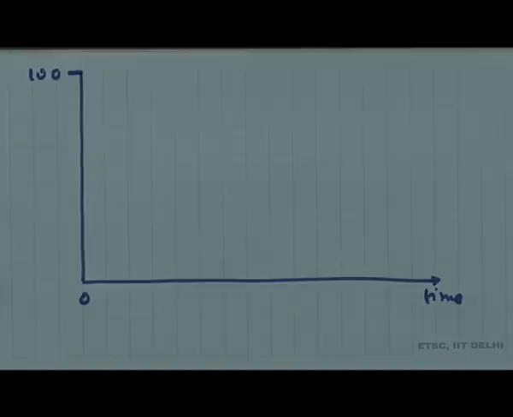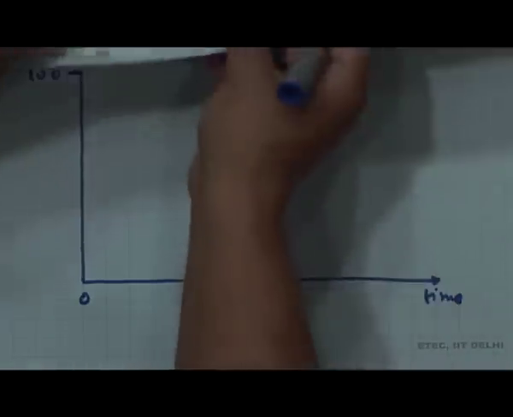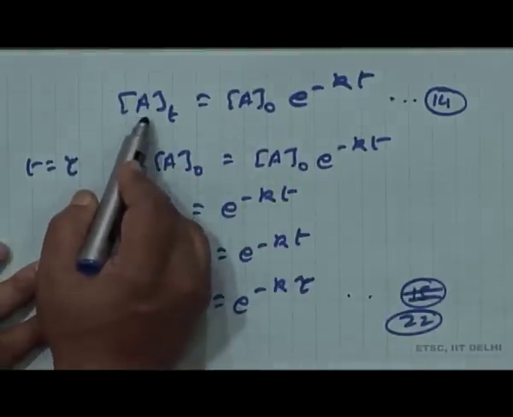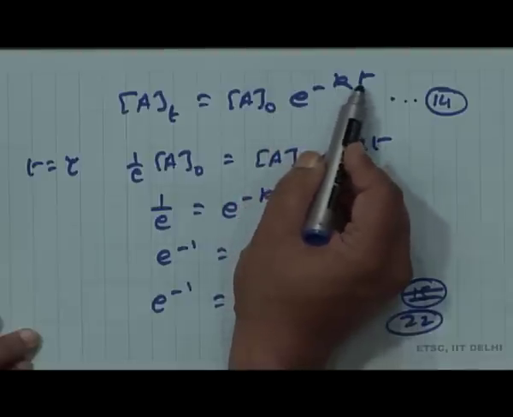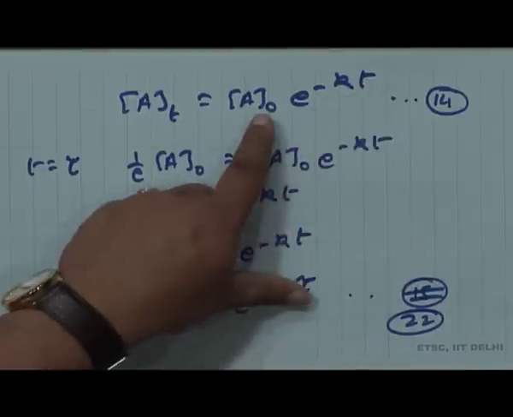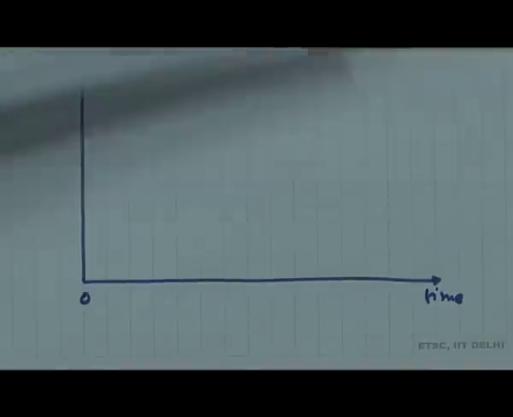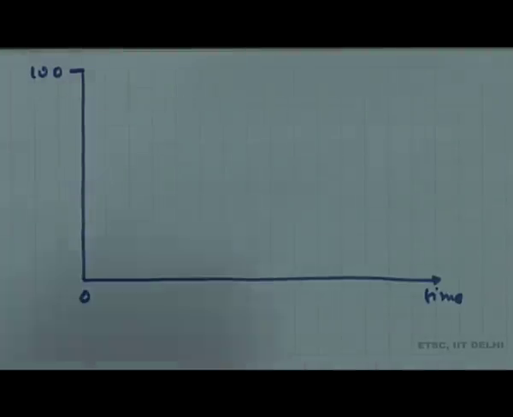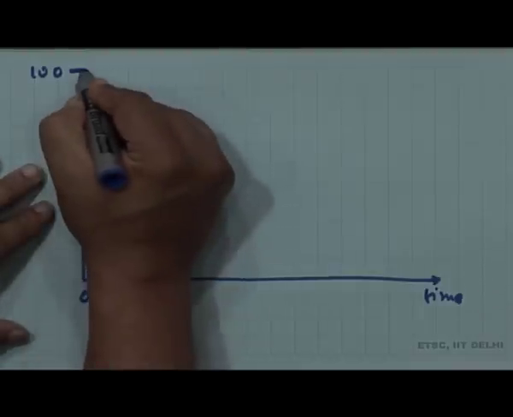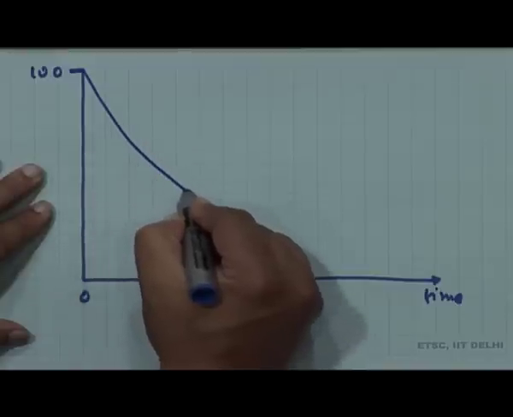If you remember, one of the expressions for a first order reaction was that the concentration of A changes as a function of time as e to the minus k t, and when t is equal to 0, the concentration is A naught. So at t is equal to 0, the concentration is A naught, which is 100%, normalized to 100% because that is the maximum I can have. Now, it is going to decay exponentially. So let me try to draw an exponentially decaying function.